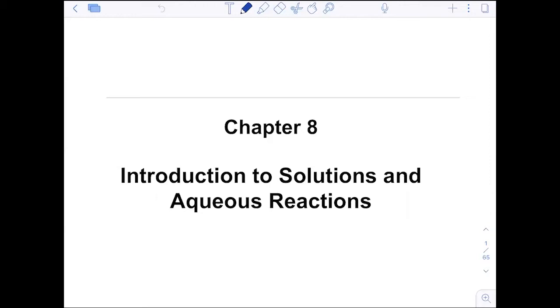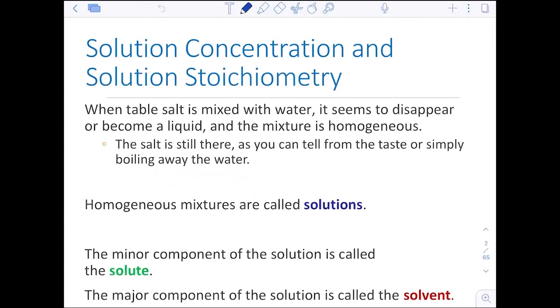So, a couple of definitions to start off, we'll be able to look at qualifying a solution, what is necessary for it to be classified as a solution, and then also quantification, looking at how do we express this homogeneous mixture in terms of numbers and units. So solution concentration and solution stoichiometry.